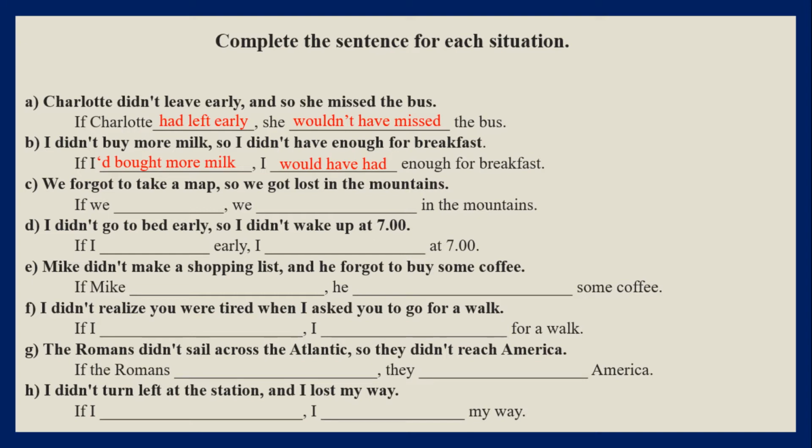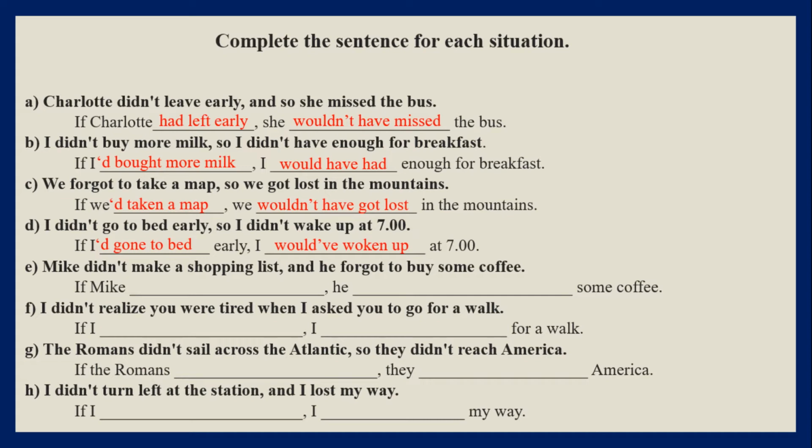We use the past participle of the main verb, which is had. C. We forgot to take a map, so we got lost in the mountains. Again, a situation in the past, so third conditional. If we'd taken a map, past perfect, we wouldn't have got lost in the mountains. Again, got is the past participle form of get. Got and gotten are both accepted. D. I didn't go to bed early, so I didn't wake up at 7. Again, a third conditional, because we are talking about the past. If I'd gone to bed early, I would have woken up at 7.